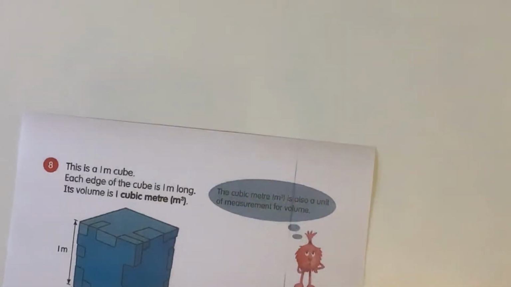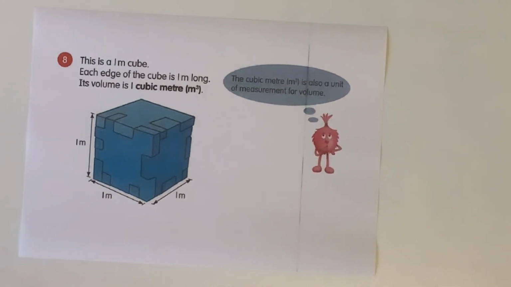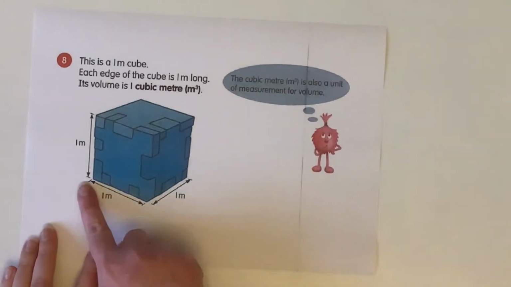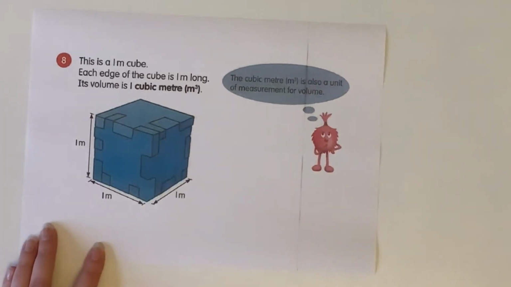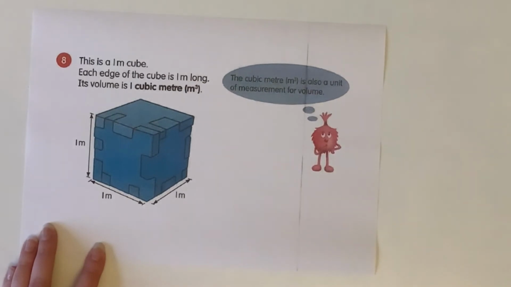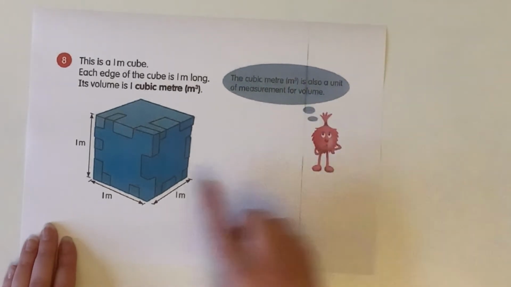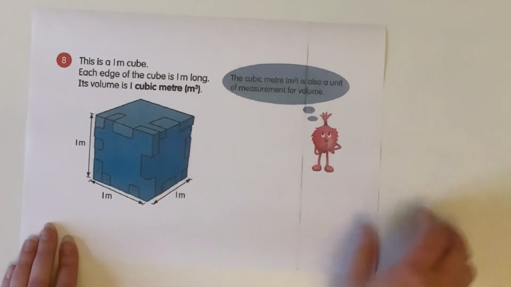Just like with area, with volume we don't always just work with cubic centimetres. We can work with cubic metres as well. So here, obviously not drawn to scale, we have a 1 metre cube. Each edge of the cube is 1 metre long. So its volume, the amount of space that it occupies, is 1 cubic metre. And the cubic metre is the unit of measurement for volume when we're working in metres.